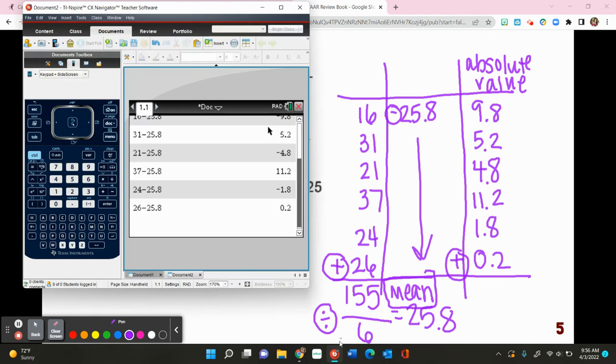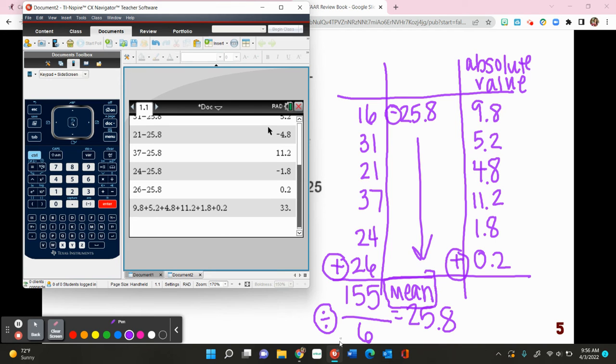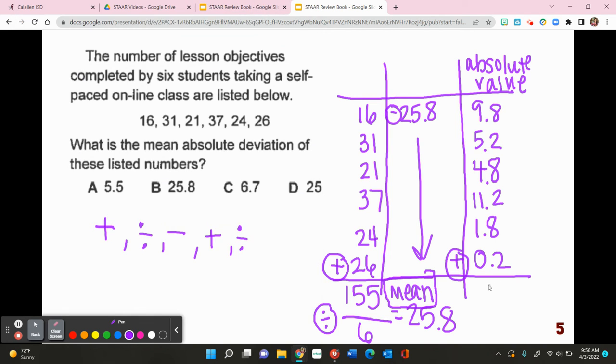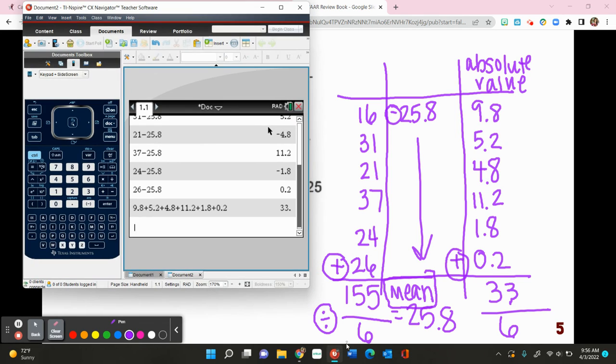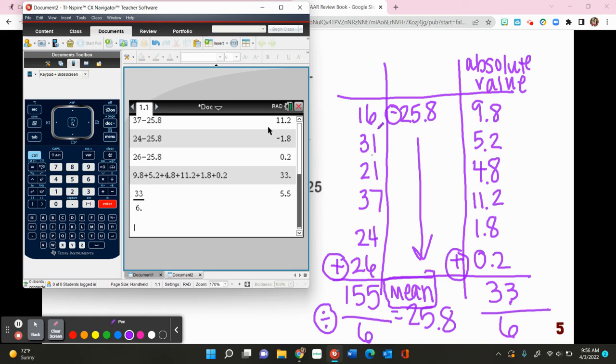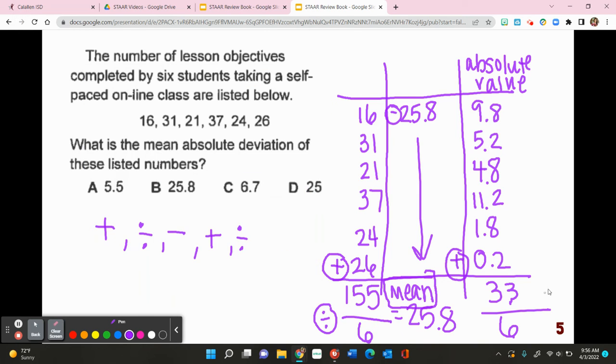So now that we have found the absolute value of the differences, we are going to add them up again. So in our calculator, we're going to put 9.8 plus 5.2 plus 4.8 plus 11.2 plus 1.8 plus 0.2, and we get 33. Our last step is going to be to divide by the amount of numbers there are, and here we have 6 numbers. So 33 divided by 6, I would give it to you as a decimal. We get 5.5. So 5.5 is the MAD. So here our answer is A.